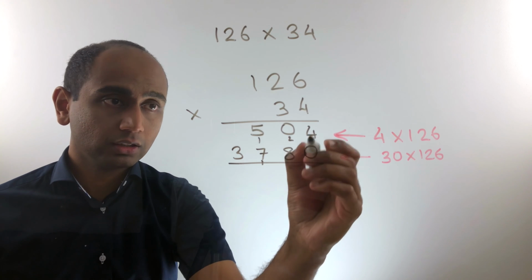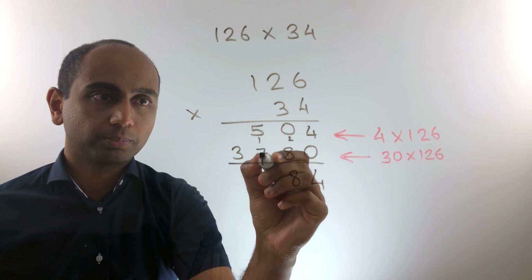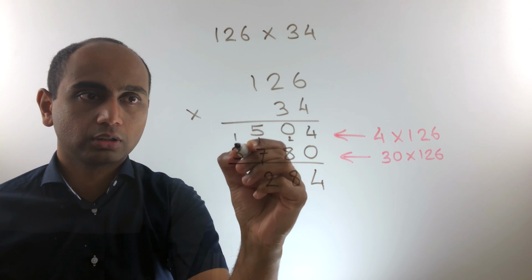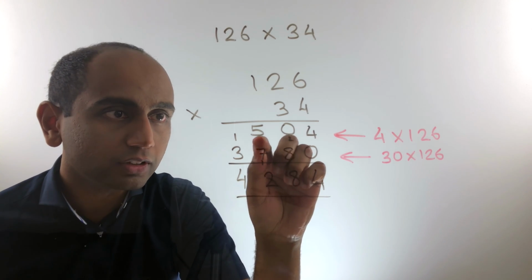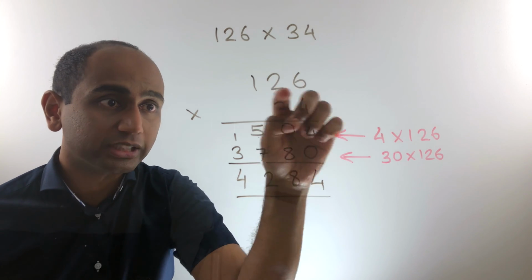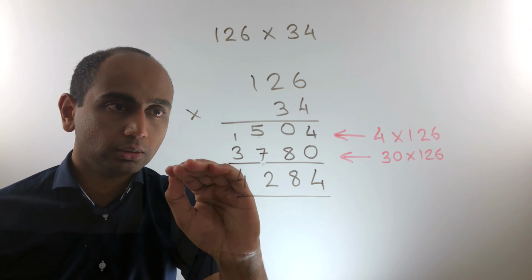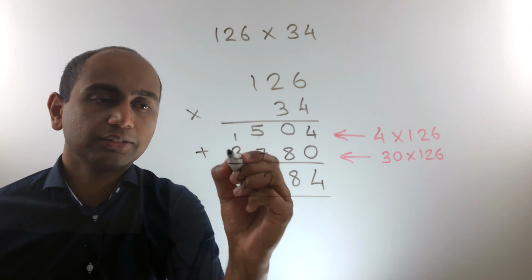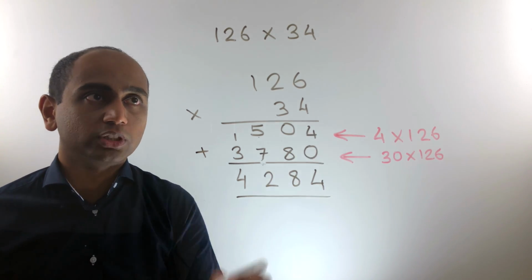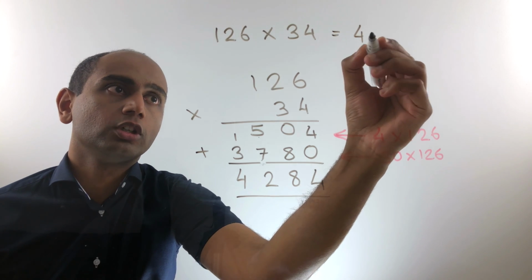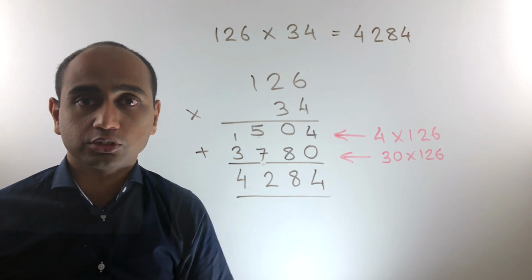Now we can add 4 plus 0 is 4, 0 plus 8 is 8, 5 plus 7 is 12, 1 plus 3 is 4. So remember, we could ignore these numbers in here, which were part of the multiplication. They're no longer part of the addition. So 504 plus 3,780 gives us 4,284, and that is 34 lots of 126, which is the question. So 4,284. 126 times 34 is 4,284.